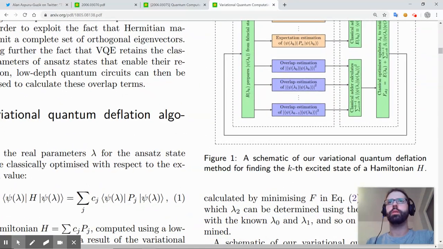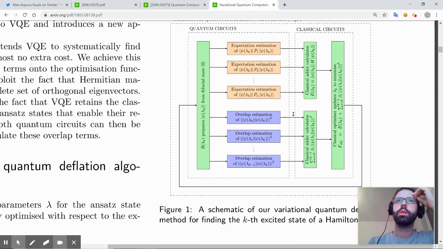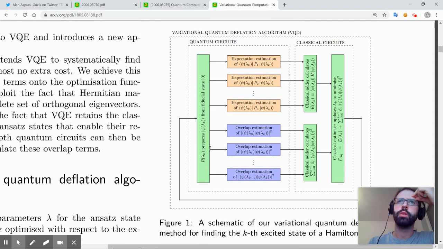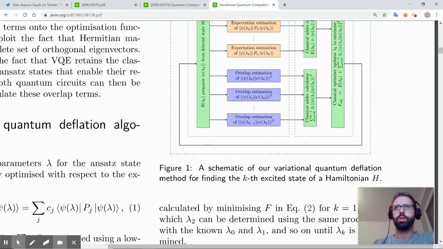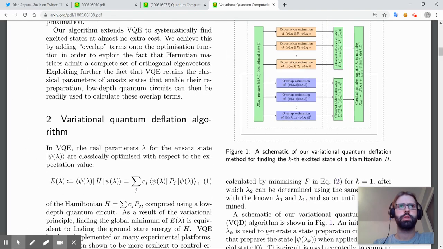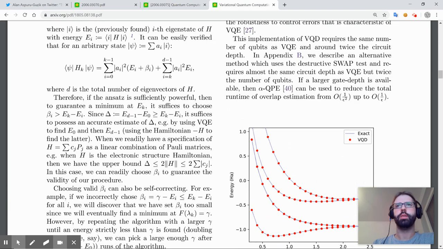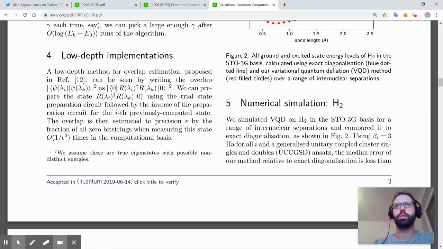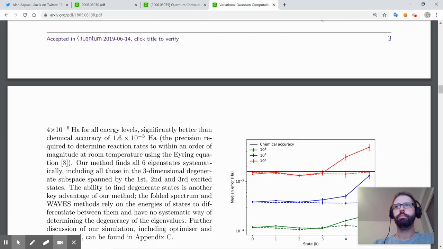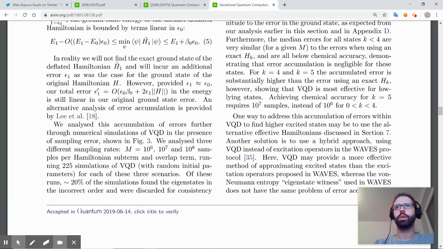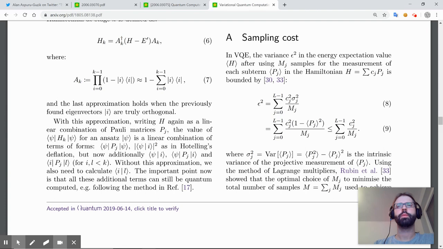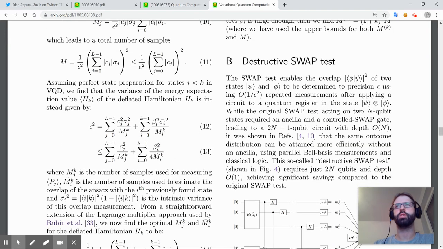So quantum circuits prepared from individual states. So you do expectation estimations of something, then overlaps. Okay. Okay, I might have to understand that first then. Okay, that's something to dive into. So this is some sort of generalized error accumulation, sampling the cost, destructive swap test.